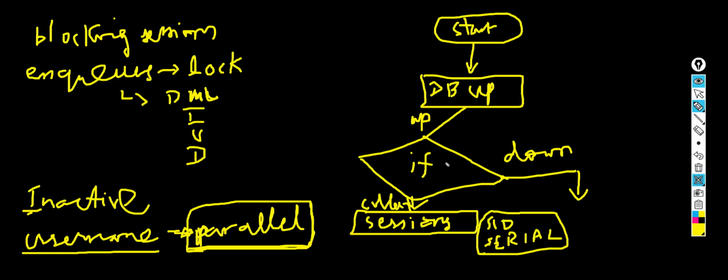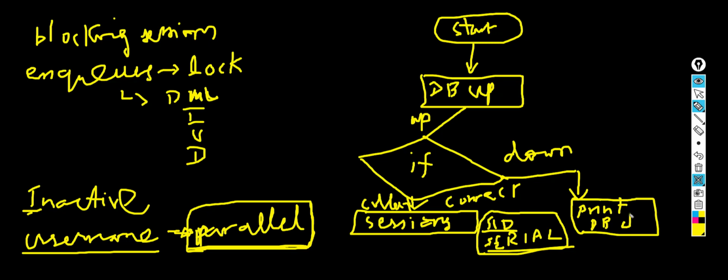So before that, we need to connect to the database. So if the database is up, then we connect to the database and then collect all the sessions related to SID and serial number. So if it is down, then what? If the database is down, then we print that DB is down. That's it. DB is down. So make sure that you start the database or whatsoever. You can write any text using echo.